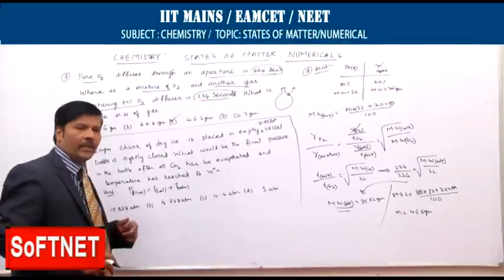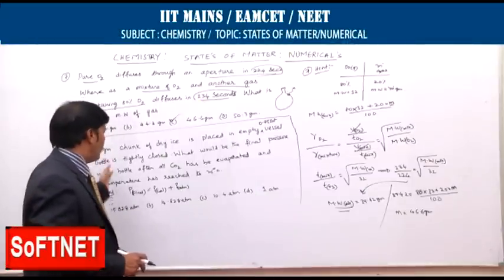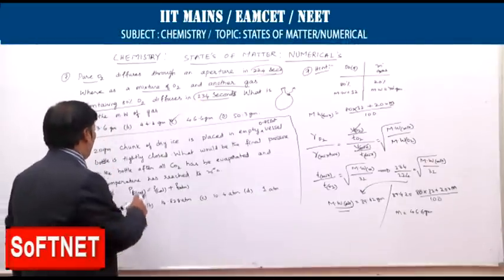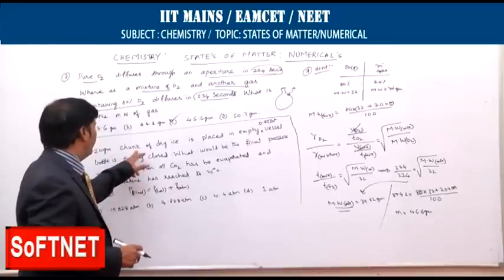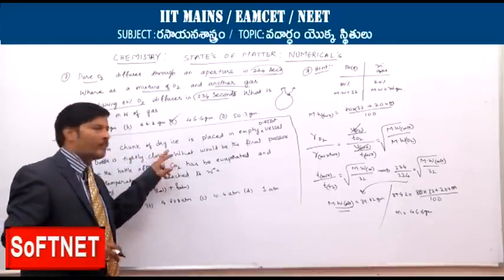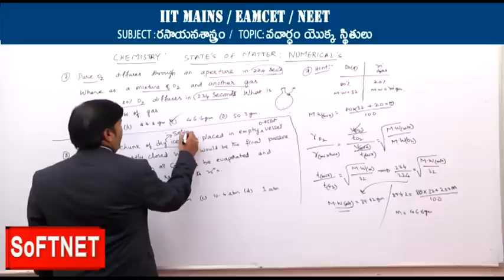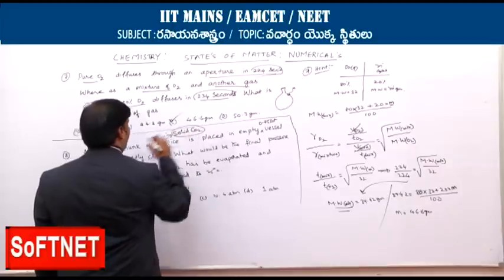Now let us go back to the 8th question. This is a hint of the 7th question. Let us go to the 8th numerical. In the 8th numerical, we are taking 20 grams of a chunk of dry ice. Dry ice is nothing but solid carbon dioxide.